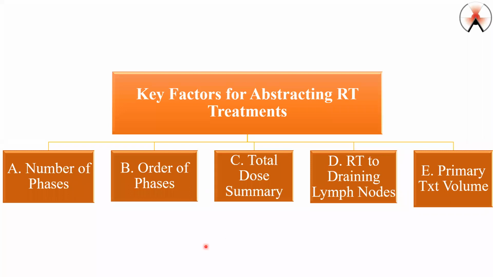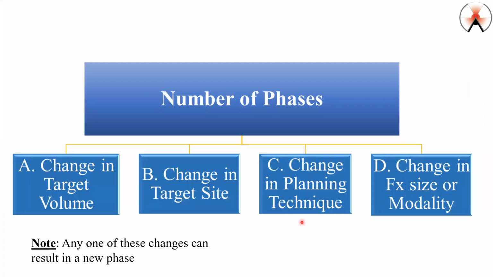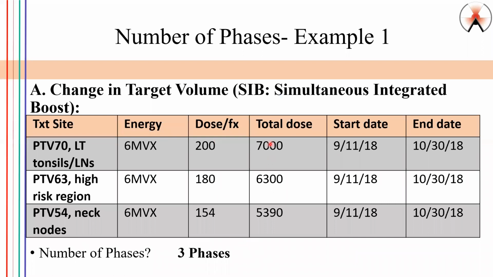All right, so let's go back to that original slide. Number of phases, order of phases, and so forth. Starting with the number of phases. What is going to determine the number of phases? Four factors. A change in the target volume, a change in the target site, that's pretty obvious, right? Changing the planning technique, and changing field size or modality. Any of them will result in a new phase. So let's look at each of these one at a time.